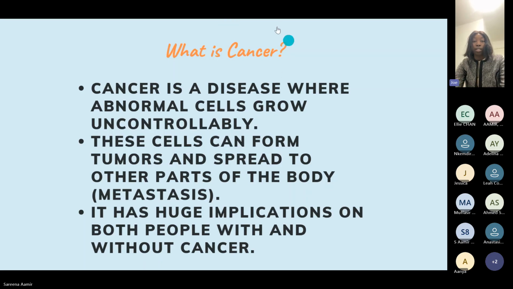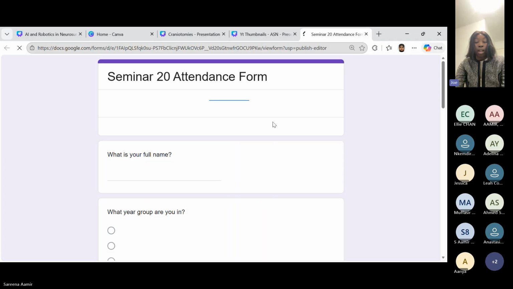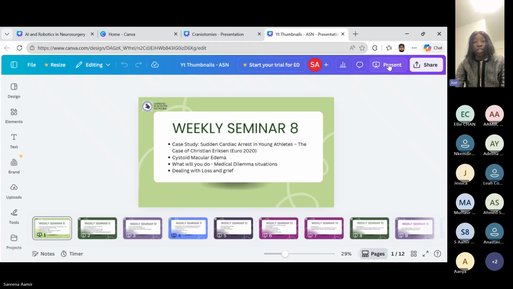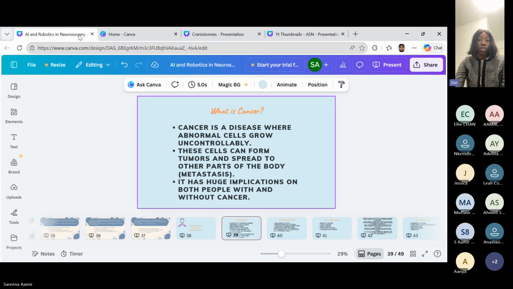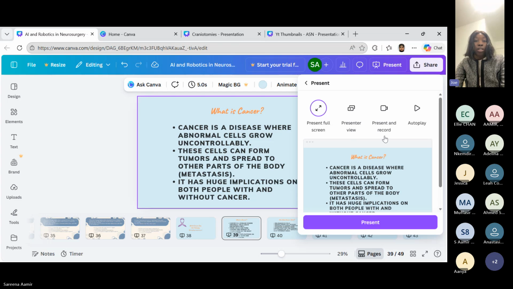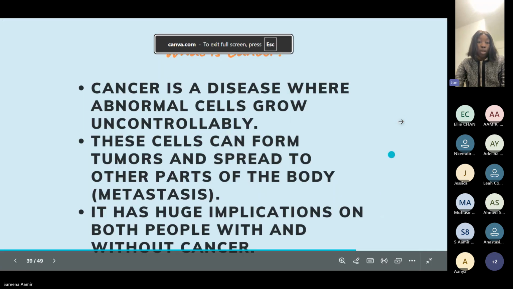This is known as metastasizing, and it can have huge implications for both the people with cancer and without cancer. So it can have really big implications on family members of people who have cancers in terms of their mental health, and also the people who are struggling with the cancer.